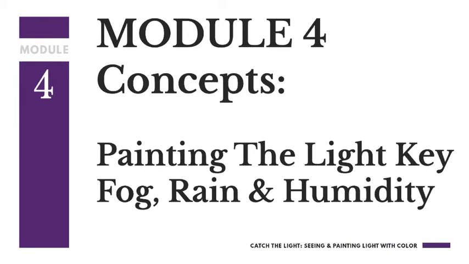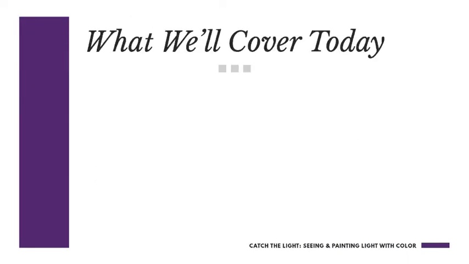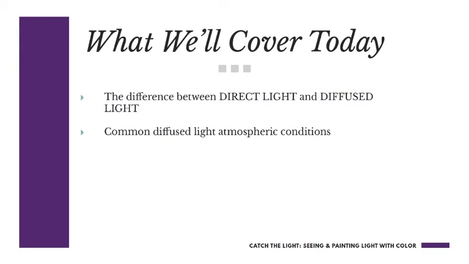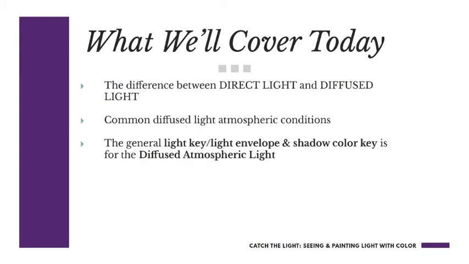Welcome to Module 4, where we're going to be talking about painting the light key of diffused light, in particular, fog, rain, and humidity. What we'll cover today is the difference between direct light, which is what we've been working with so far, and diffused light. We'll be talking about common diffused light atmospheric conditions, and the general light key or light envelope and shadow color key for the diffused atmospheric light. And finally, the specific light key envelope for our demo photos.